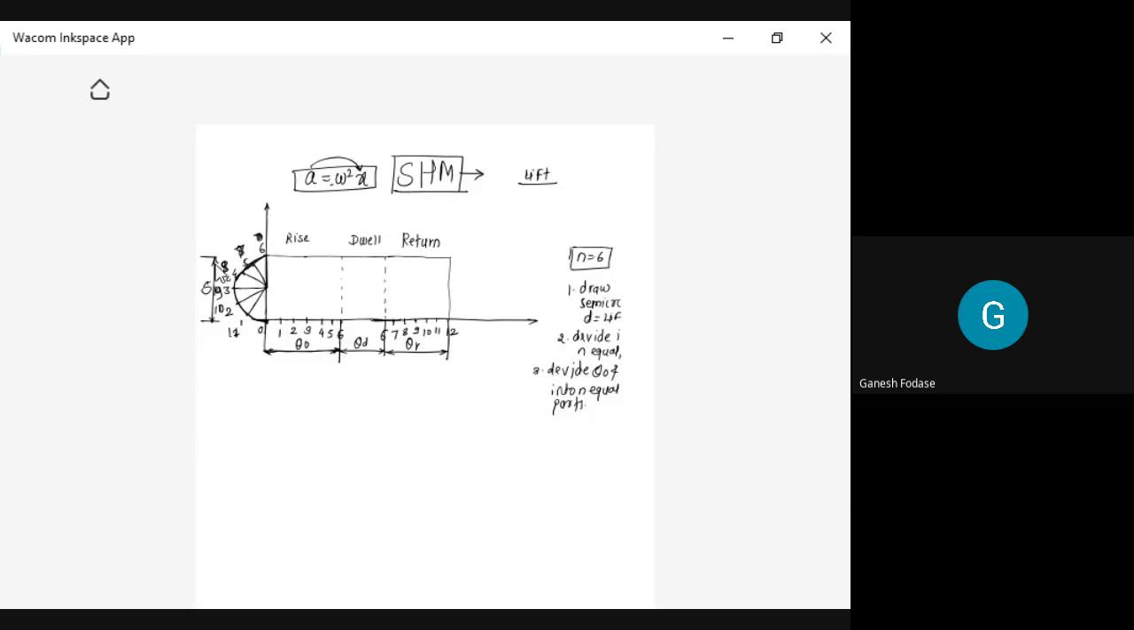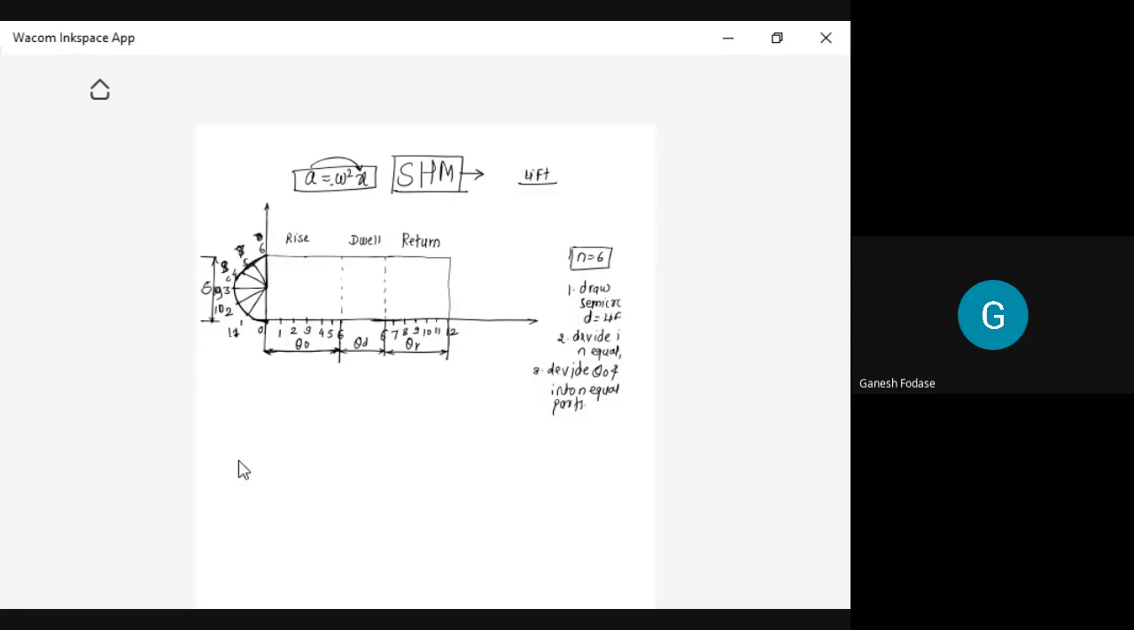So what I did here, you understand, I first divided this semicircle, then I divided these parts into equal parts, that is rise and return. Which motion are you studying, please? Hello? Simple harmonic motion. Okay.